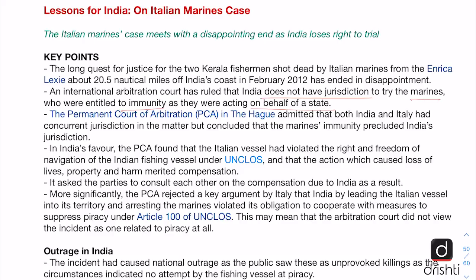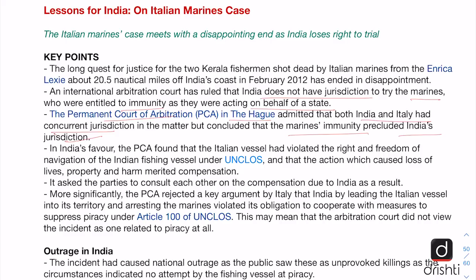Also, the Permanent Court of Arbitration, which decided in the matter and which is situated in The Hague, which is in Netherlands, admitted that both India and Italy had concurrent jurisdiction in the matter, but it still concluded that the Marines' immunity precluded India's jurisdiction in the matter. That means because of the immunity enjoyed by the Marines in their capacity as agents of the Italian state, it does not allow for India to try them under its criminal law.